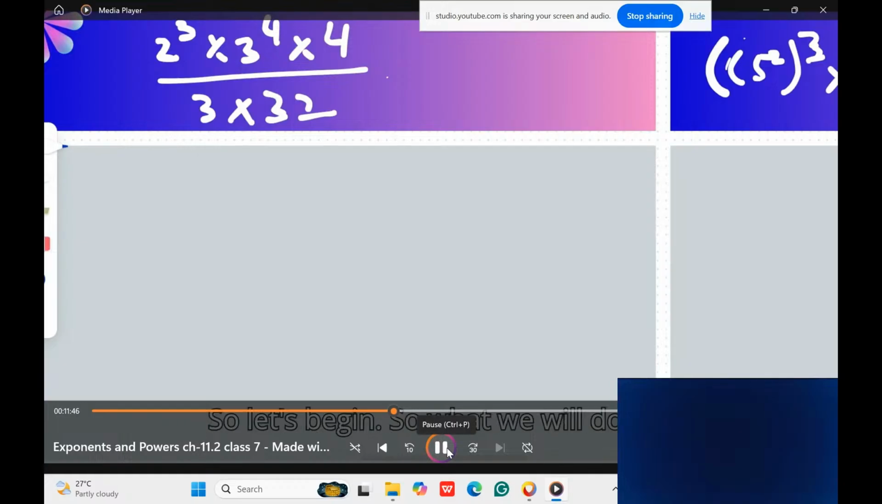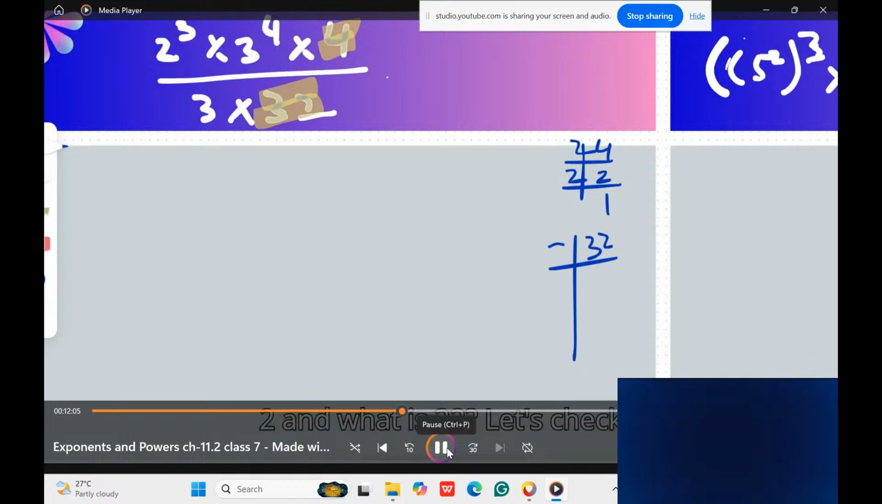So let's begin. We will try to convert 4 and 32 in terms of powers. So we will find the prime factorization of 4 and 32. Here let's do it for 4. We don't have to do it, okay? We know what it is. 4 is 2 times 2. And what is 32? Let's check. 2, 16, 2, 8, 2, 4, 2, 2, then 2, 1.